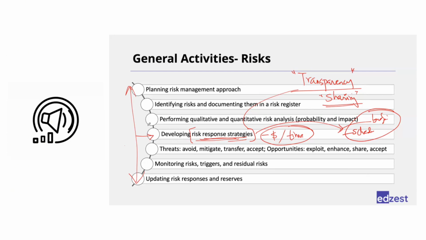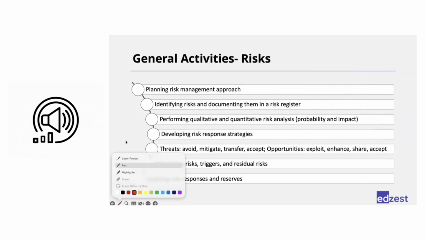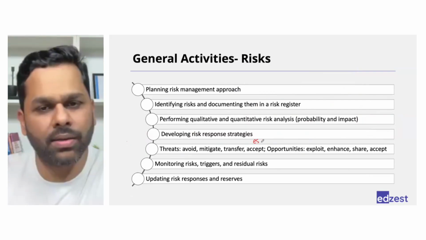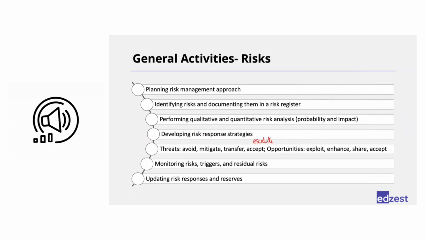Okay. One more question, Amit. So in threats, you have mentioned avoid, mitigate, transfer, and accept. So these are the only four? There's one, escalate, as well. Escalate. And own as well is there because I have seen it in my project. So that's the reason I'm just asking.